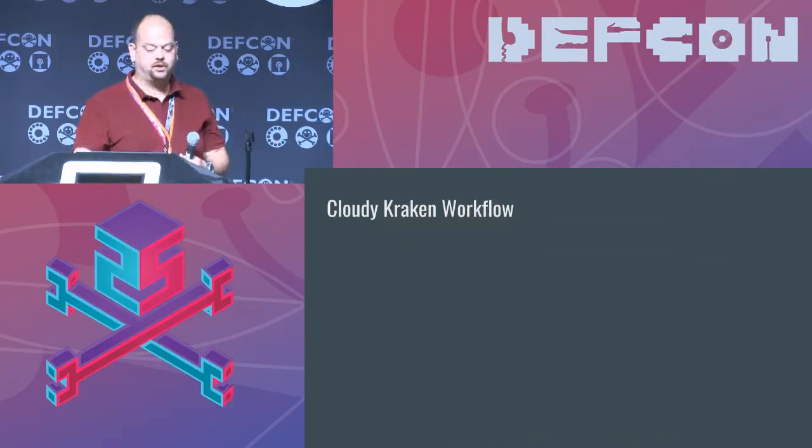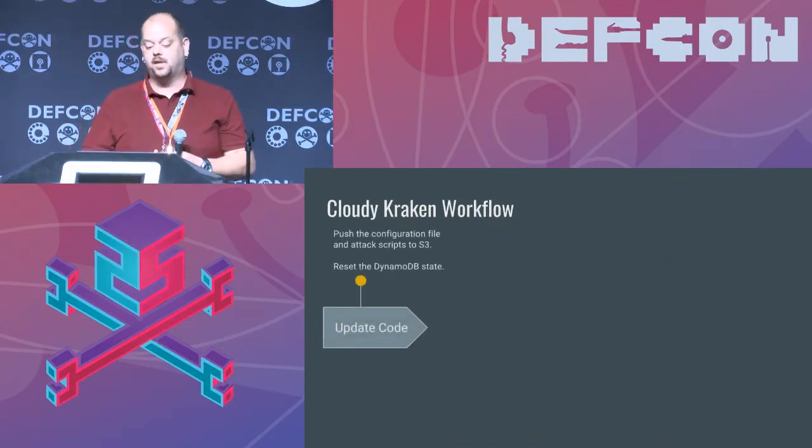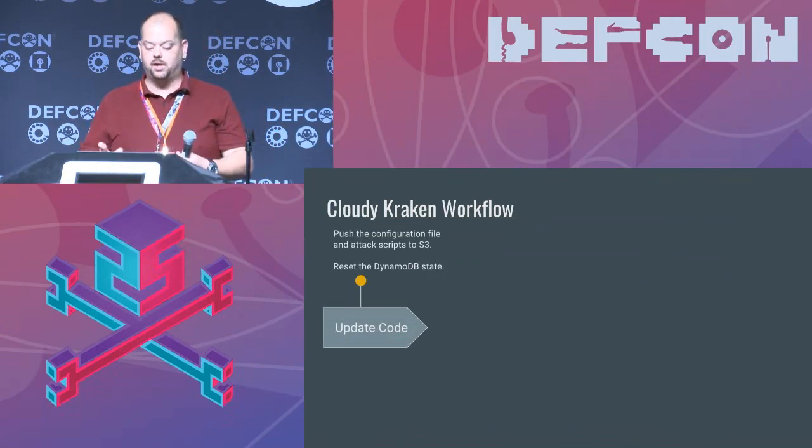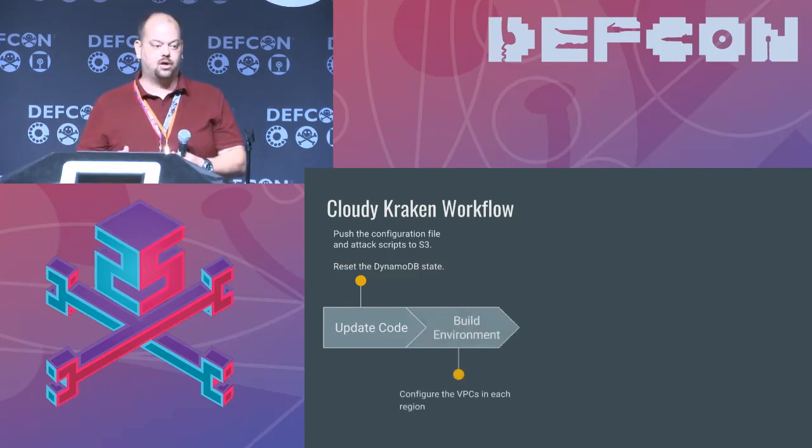So this is kind of the general workflow of how Cloudy Kraken works. You put your attack code into GitHub, and then it'll update the code, push it out to S3, push it out to Dynamo, and reset everything to get it ready to go. Next, it'll actually build all of the environment.